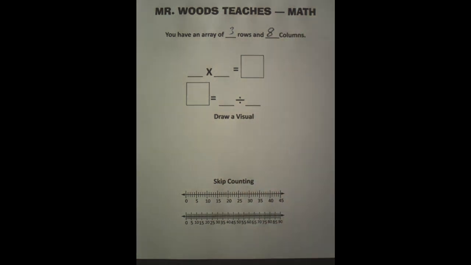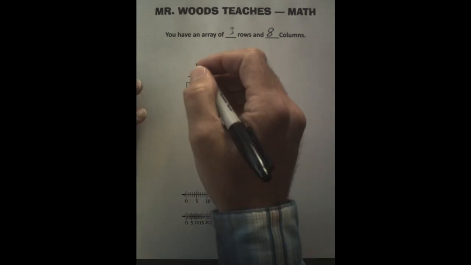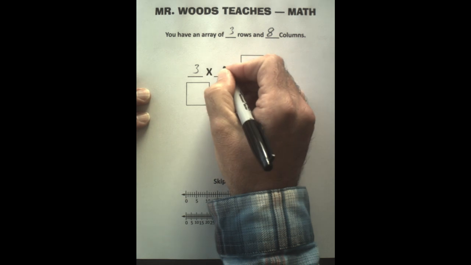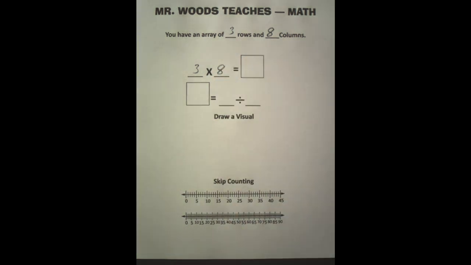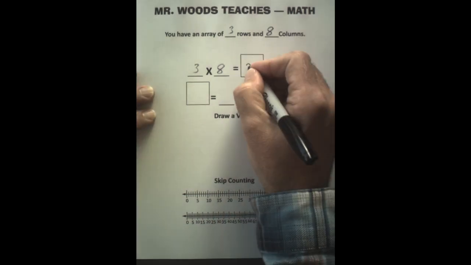Well, there's different ways we can do it, but let's start out with the common algorithm here. So we have 3 times 8, and since multiplication is quick addition, this is going to be 3 eights, so 8 plus 8 plus 8. 8 plus 8 is 16, plus 8 more is 24.